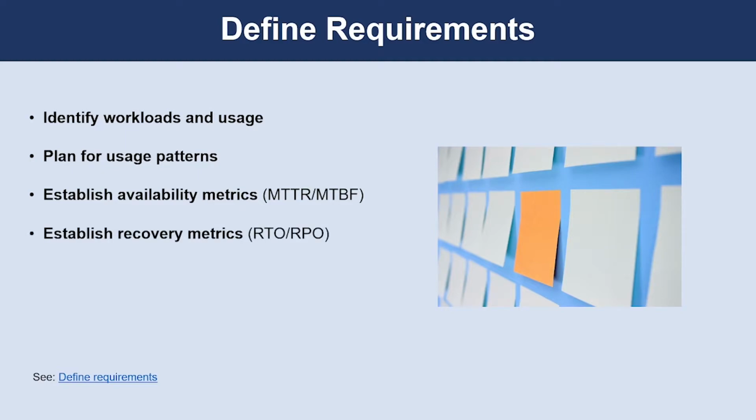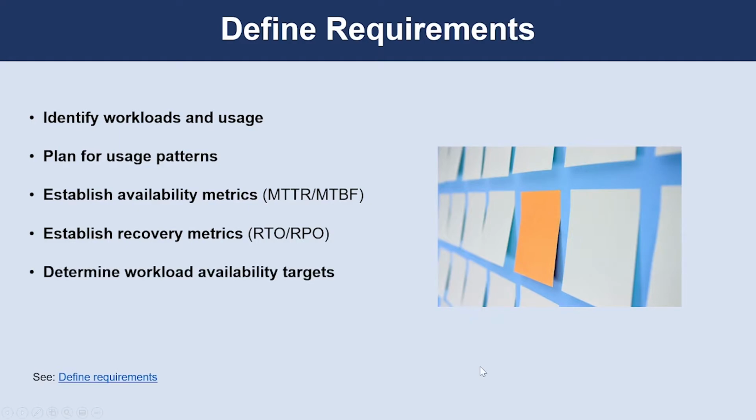Another step is to establish recovery metrics, recovery time objective and recovery point objective, which is RTO and RPO. So RTO is the maximum acceptable time an application can be unavailable after an incident. And RPO is the maximum duration of data loss that is acceptable during a disaster.